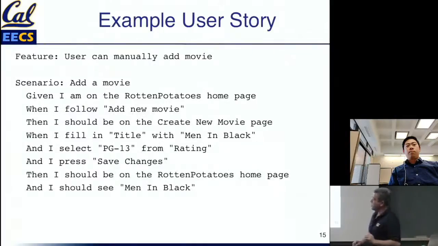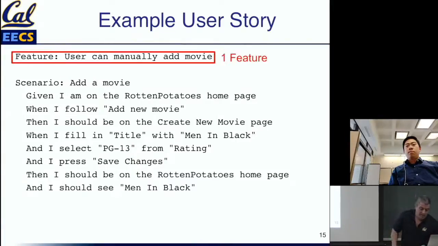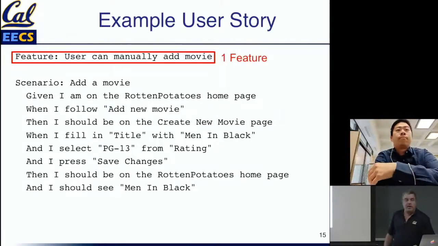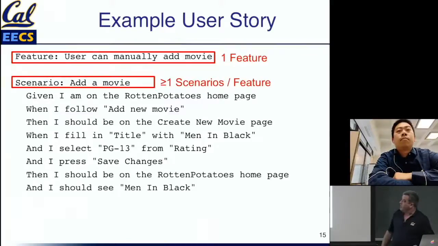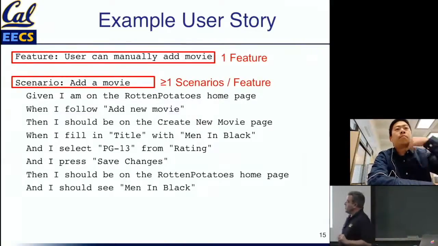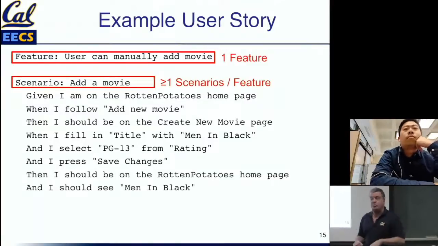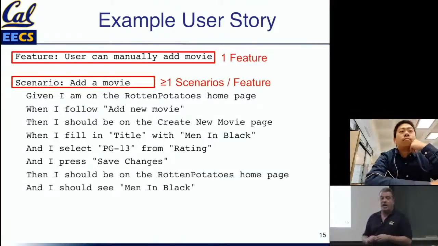Here's an example user story. And like we said on Tuesday, an example of a simple feature for our Rotten Potatoes movie database is that the user can manually add a movie. So that's the feature, the general functionality that we want. Here is one scenario that would illustrate that feature in progress. This is a list of steps, almost like a script, that a human being could follow if they were using the app.